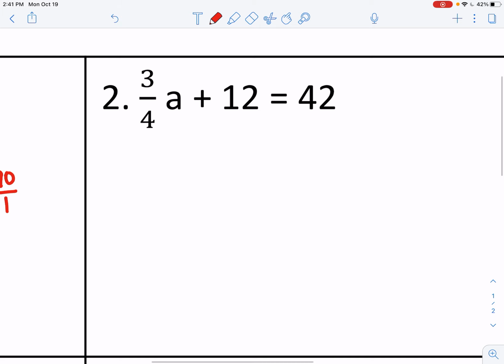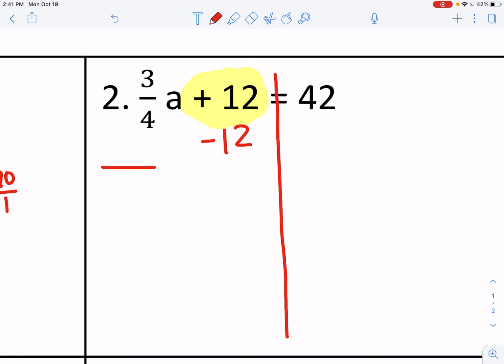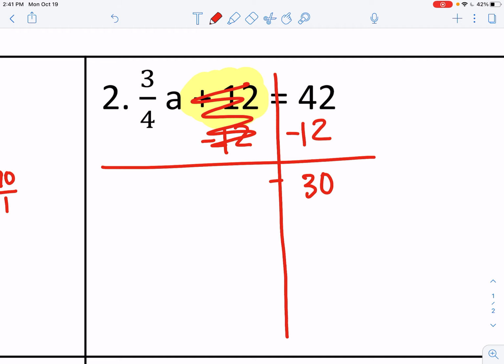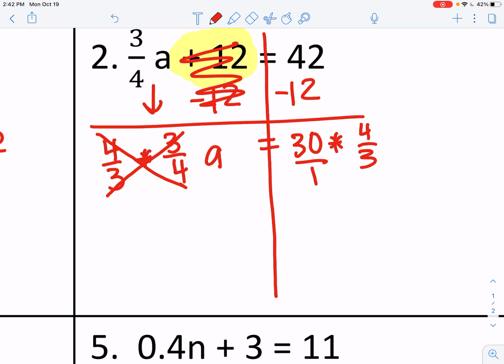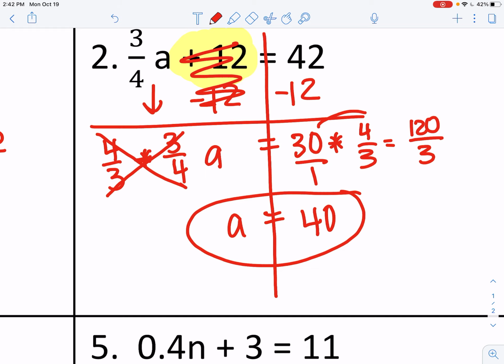Number 2, you do the same thing for your first step. We have a positive 12, so you have to subtract 12 from both sides. That can cancel out. You get 30. Bring down 3/4 a. We have another fractional coefficient, so you would have to take the reciprocal and multiply it out. So if you do 30 over 1 times 4/3, this gives you 120 over 3. And if you divide that out, you get a equals 40.